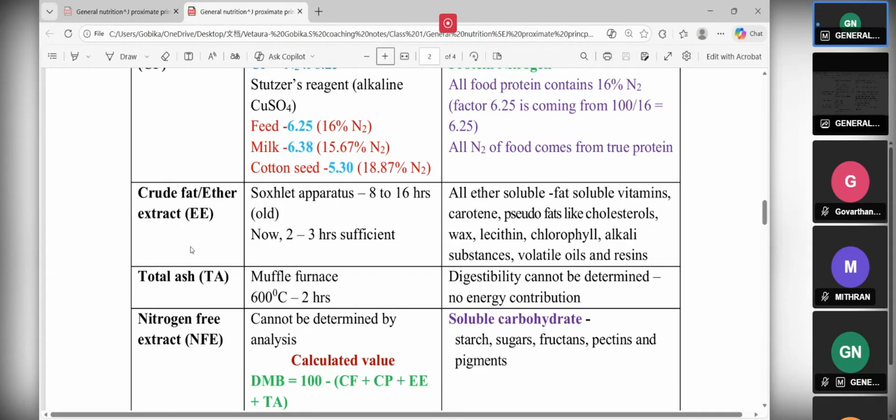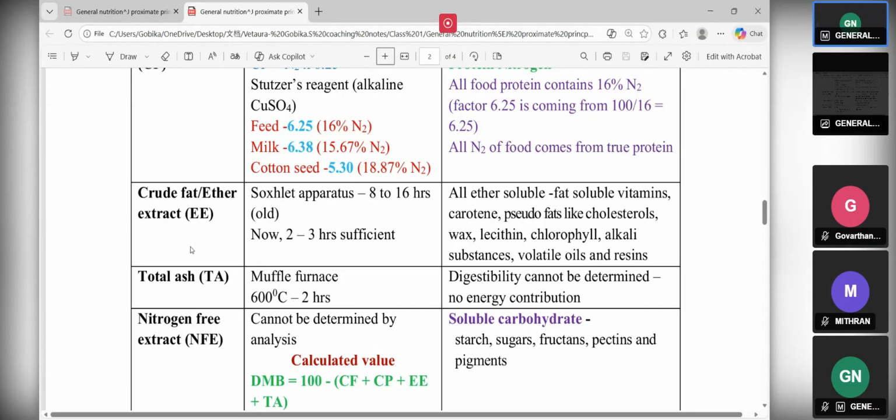Generally, in the old method of estimation, with the old design of apparatus, it requires 8 to 16 hours for estimation of fat. But now advanced instruments like Soxhlet and FOSS have been introduced, using which in around 2 to 3 hours our estimation will be completed and we can get the result of crude fat present in our sample.